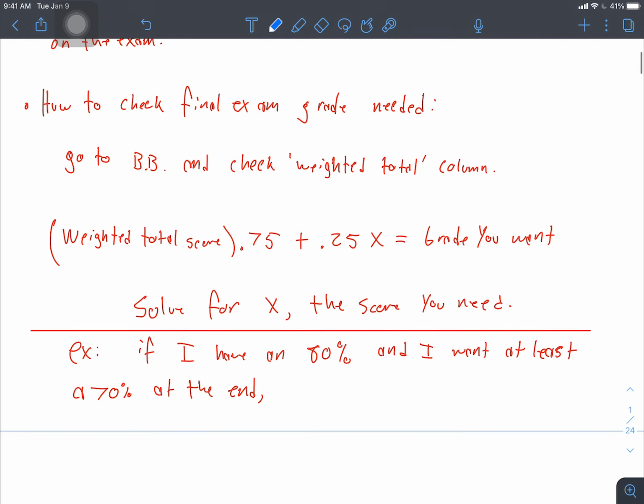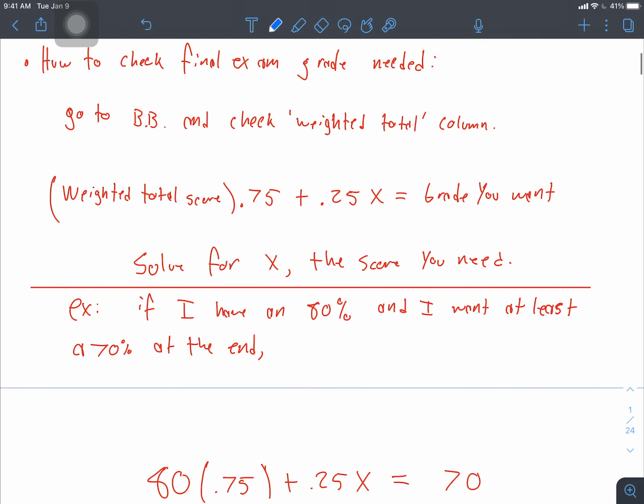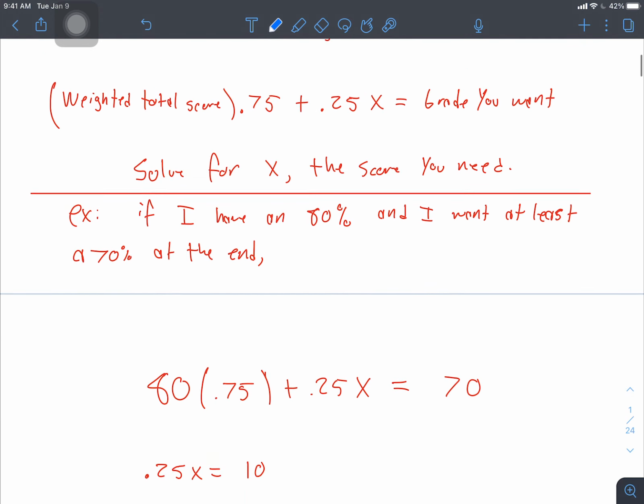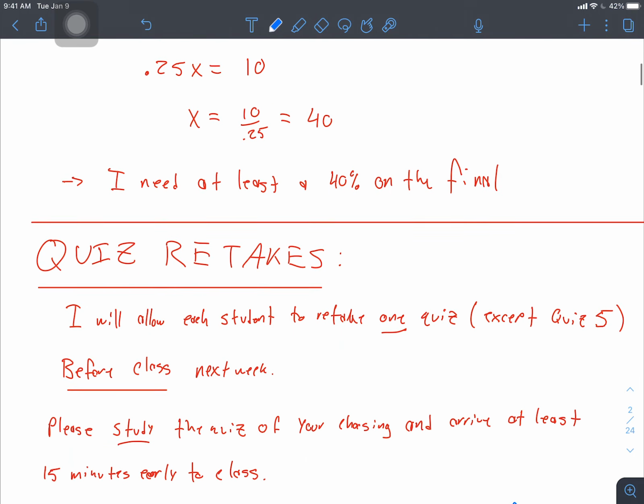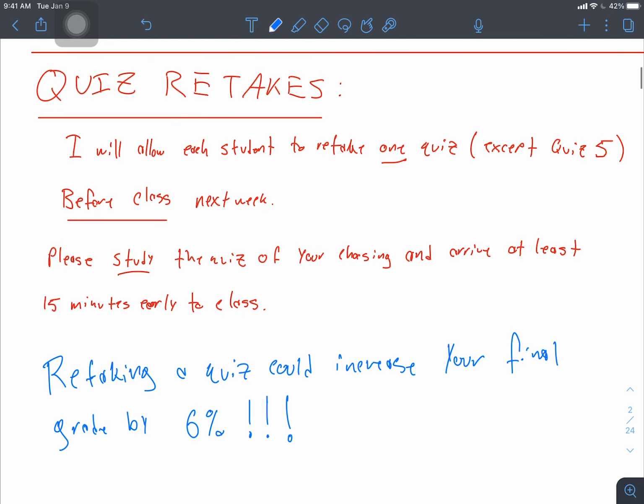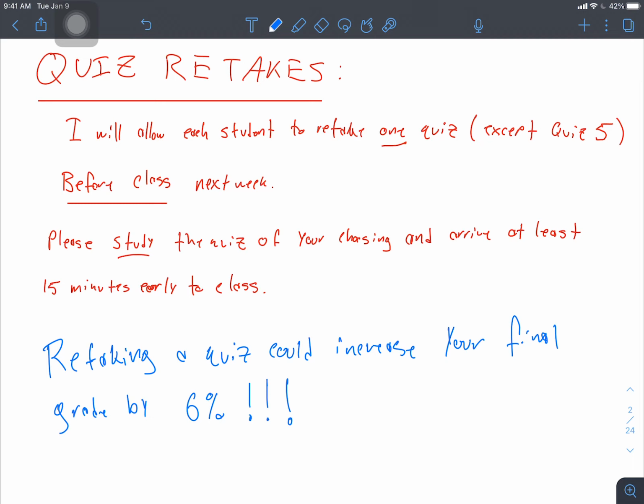I recommend that you try those problems just so that you're aware of that material. Okay, I left this up here, how to check your final exam grade, how to check what grade you need on the final exam to get the grade that you want in the class. And I'm also doing this quiz retake thing. So if you want to retake one of your quizzes except for quiz 5, then you can do so before class, basically on Thursday this week.